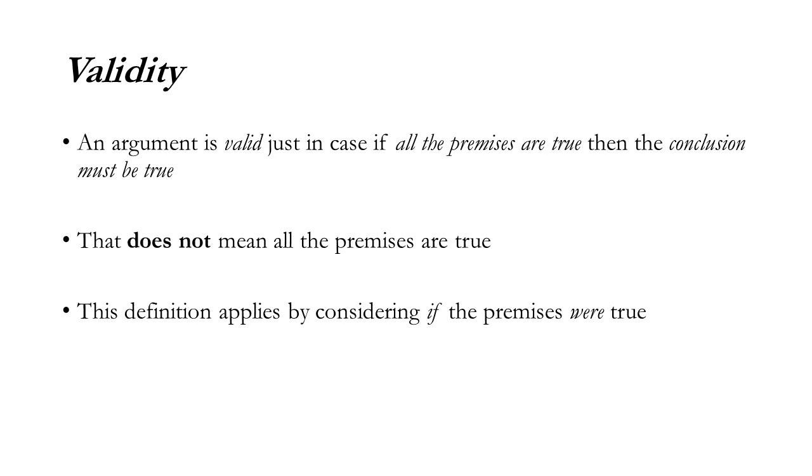Identifying types of arguments that are good just based on their form. So we call arguments that are, roughly speaking, good based on their form valid. An argument is valid just in case if all the premises are true, then the conclusion must be true.